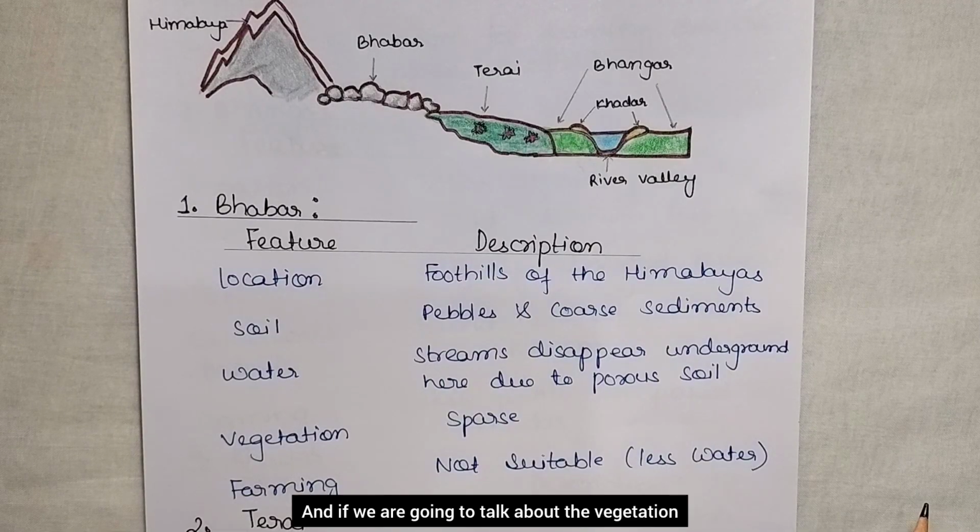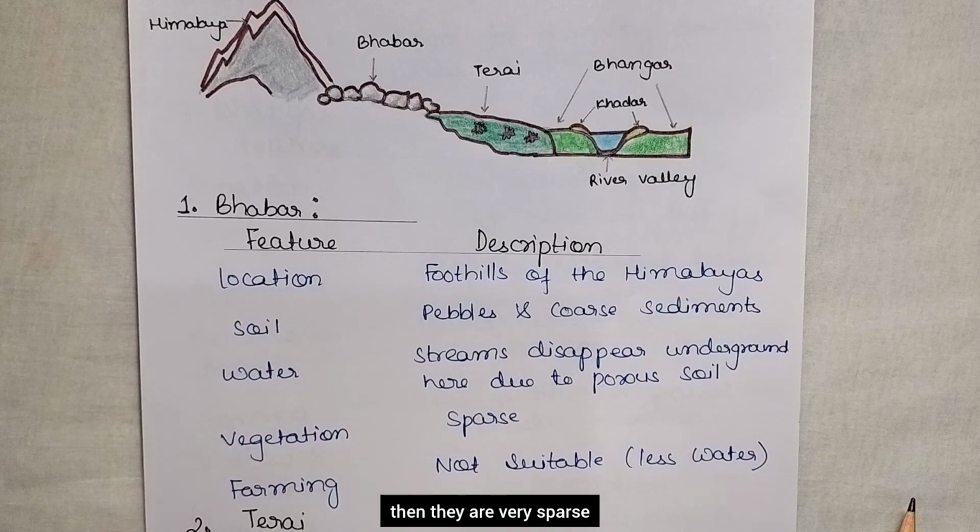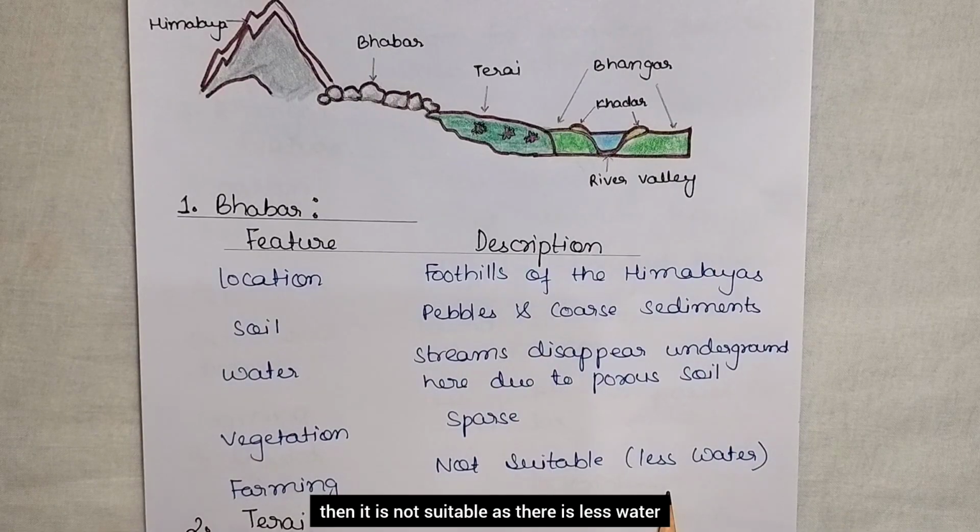And if you talk about the vegetation, then it is very sparse, very scattered. And if we talk about farming, then it is not suitable as there is less water. So that's why this Bhabar area is not suitable for farming, right? So this is the first landform.